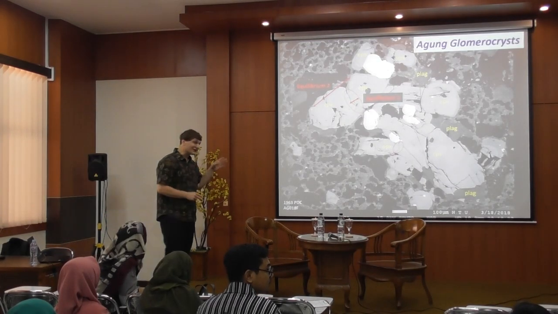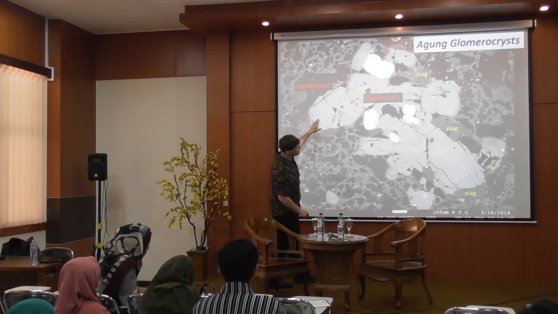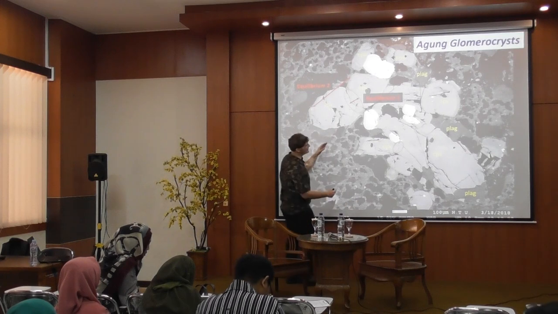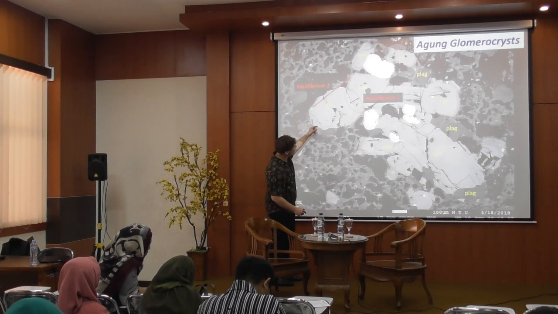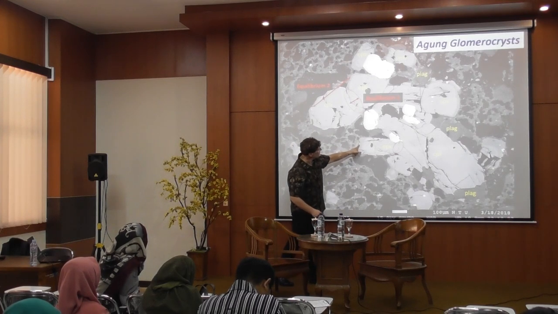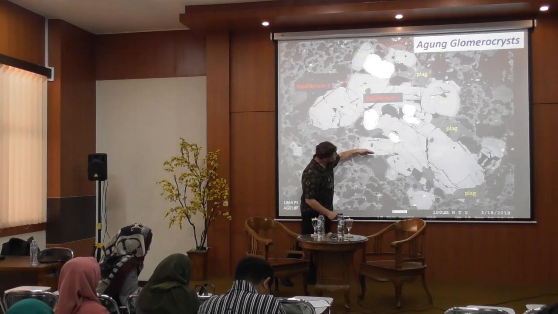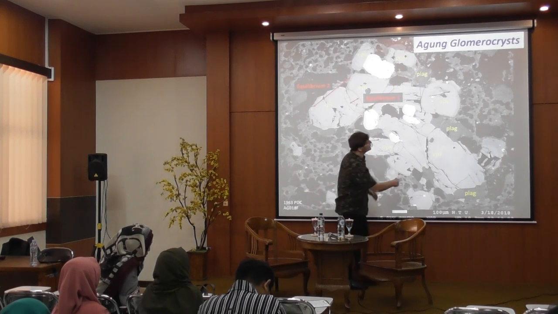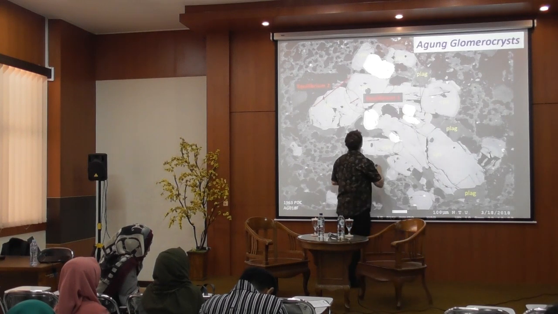Again, back to Agung, we're looking at these glomerocrysts, which are clusters of crystals. We see we have both of these pyroxenes, orthopyroxene and clinopyroxene. And not only that, we have these minerals that are zoned. We have different conditions preserved, different temperatures. And you can see that they're only zoned on the external surfaces, where they're in contact with the melt. You see a zone here, but you don't see a zone here.